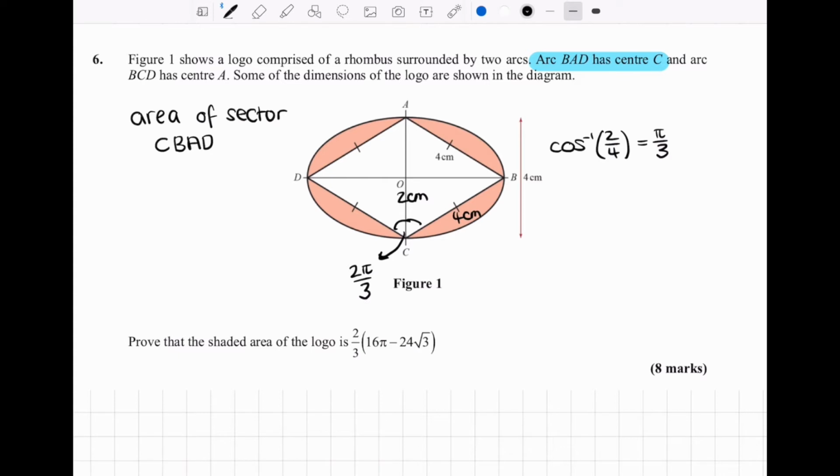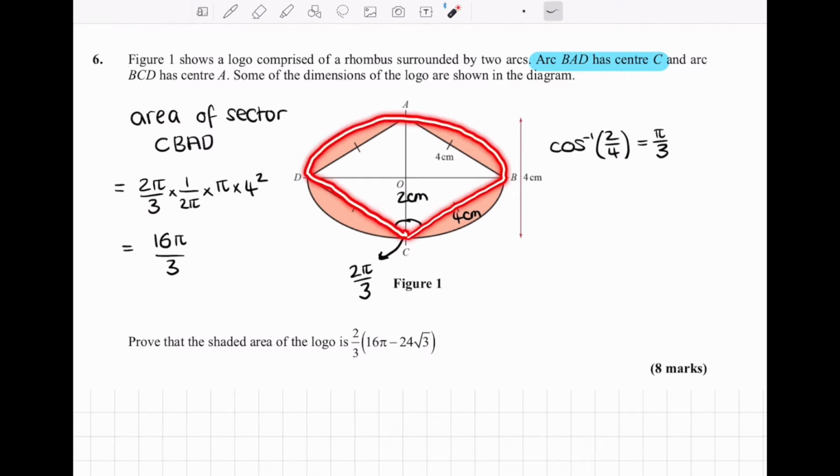So that angle is 2 pi over 3. I'll keep this all in radians because my final answer is in terms of pi. So the area of my sector is the angle divided by 2 pi, a full circle, times pi r squared, the area of a circle, where my radius here is 4. That simplifies just to 16 pi over 3. So we've got the full area of that whole sector.